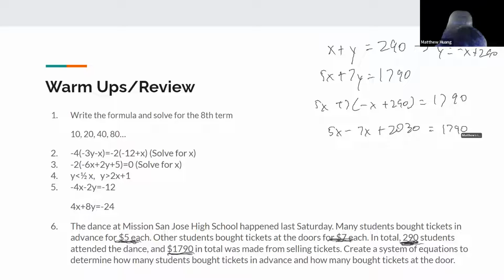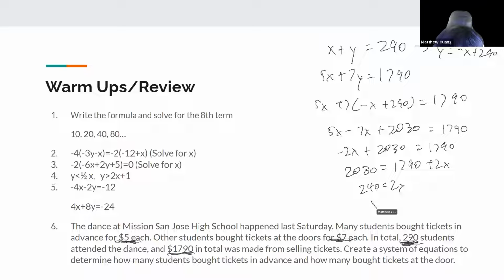So what happens when you distribute it? Then you simplify, it cleans up to this. And then to get rid of the negative, you could do it in 2 steps, but I made it a lot easier. Just move the 2x over instead of the actual thing, so you're dealing with positive numbers now. I prefer that. You can do it either way, but it's a matter of preference, right? And then you subtract 1790 from both sides, and you end up with 240 is equal to 2x, and x is equal to 120.